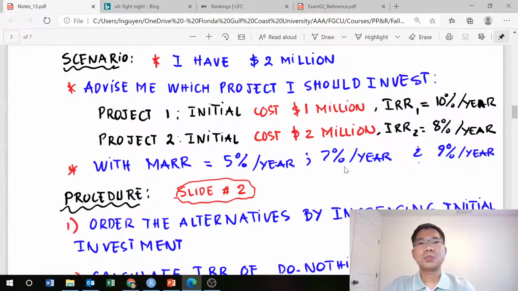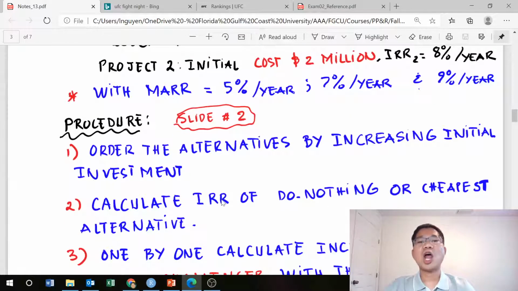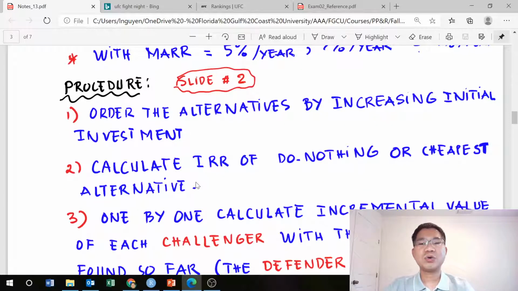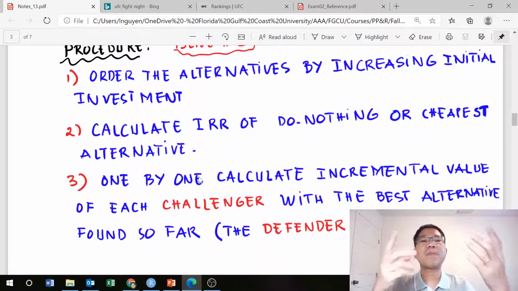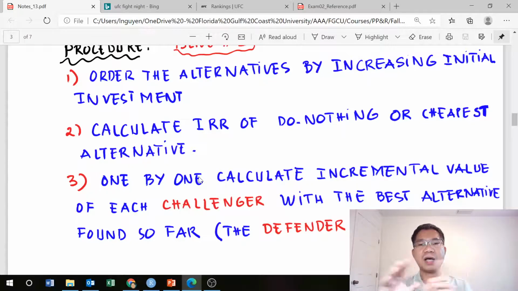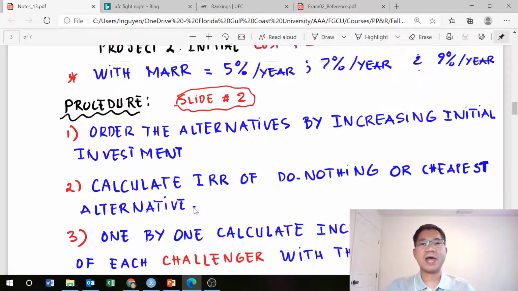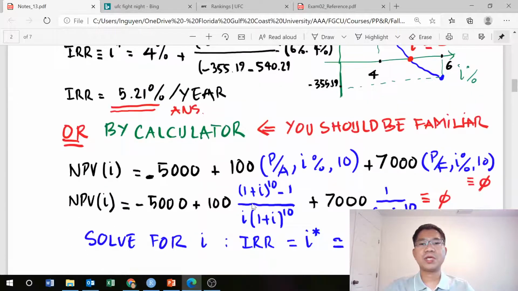Make sense? So with that, we have calculate IRR of do nothing or the cheapest alternative. And yes, go back to problem 1. Set NPV equal to 0. Find the I star. Plug in your calculator. By now, you should be able to practice in your calculator to find out IRR with NPV I star equal to 0. Just like that. Equation here in problem 1. Practice that yet? Plug that in your equation to find out.